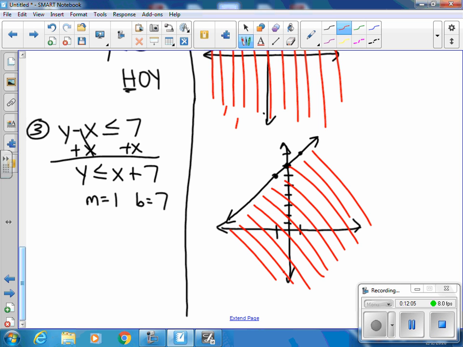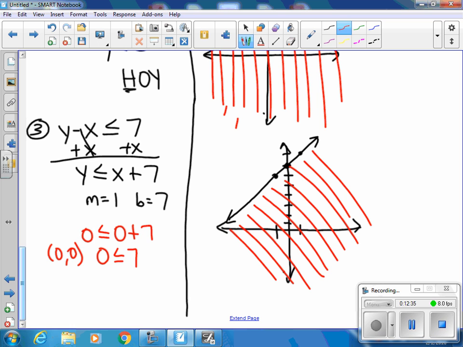Okay, now, if you wanted to test an ordered pair to see if you shaded in the right spot, it looks like my ordered pair of 0, 0. Always test 0, 0 because that's the easiest one to plug in. If I plug in 0, 0, I now have 0 is less than or equal to 0 plus 7, which means 0 is less than or equal to 7. Is 0 less than or equal to 7? Yes. So as soon as you say yes, then that means the ordered pair of 0, 0 must be in the shaded area. If you look at my picture, it's in the shaded area.